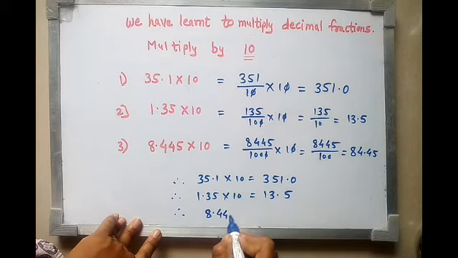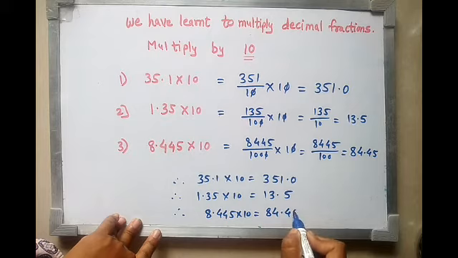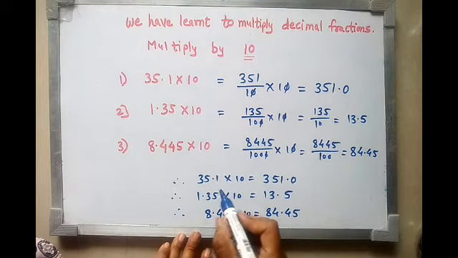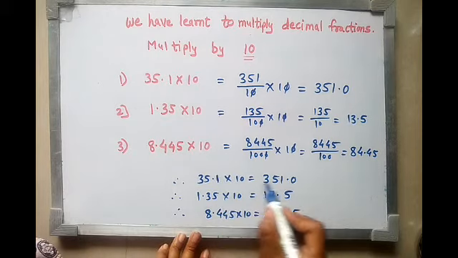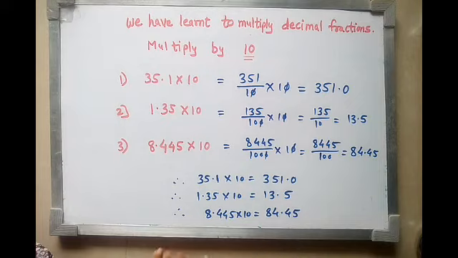351.0, 13.5 and 84.45. Moving one place to the right side, the decimal point.